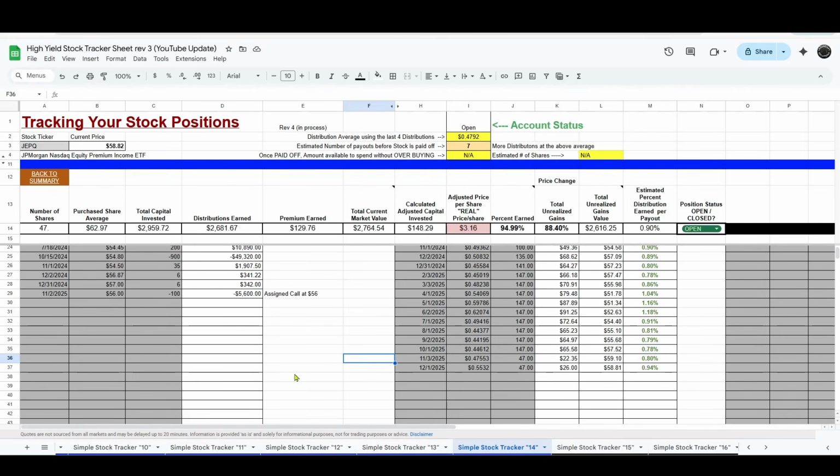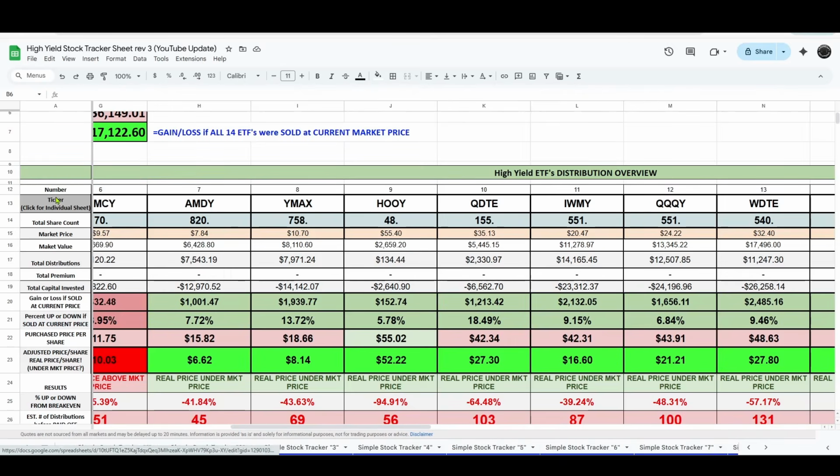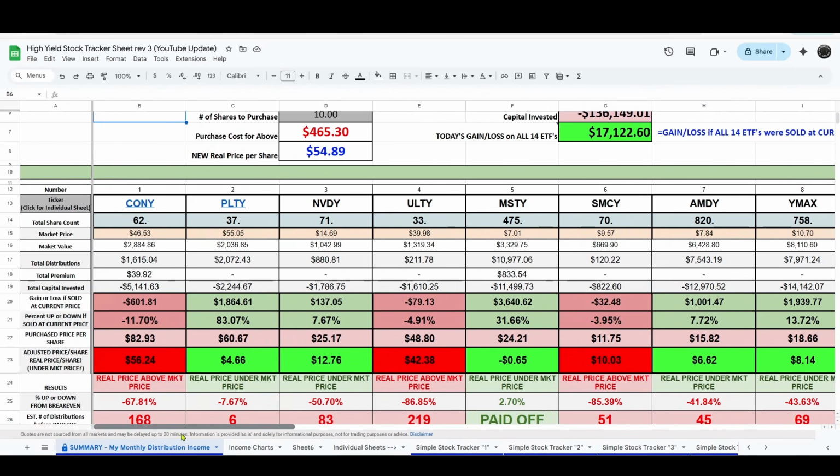And I can quickly go back to my summary page by simply clicking back to the summary. And now I'm back here. I did not have to scroll through, so I love this new feature. So once I get it added to all the other individual sheet tabs, I'll be able to get this out. And like I said, I'm shooting for getting this out before Christmas so that everybody can get the Rev 4, get it updated, and be ready for the new year.